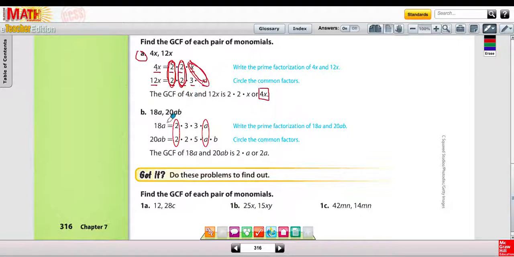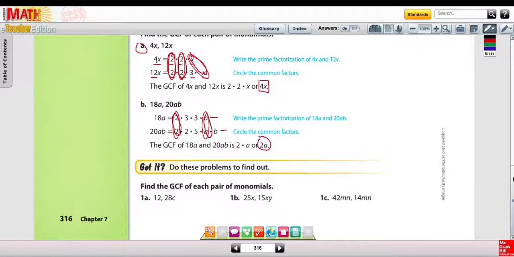Let's take a look at 18a and 20ab. All the factors are listed for both of them. What they have in common is a 2 and an a. So the greatest common factor is 2a.